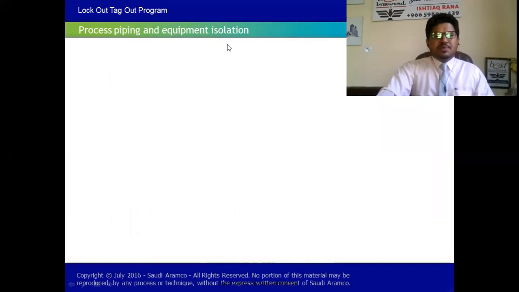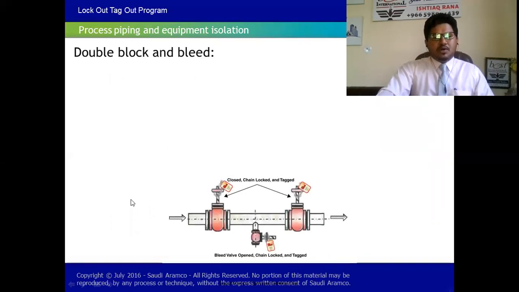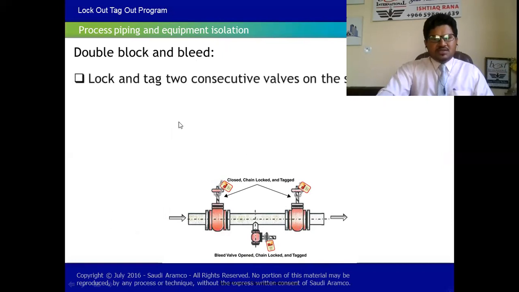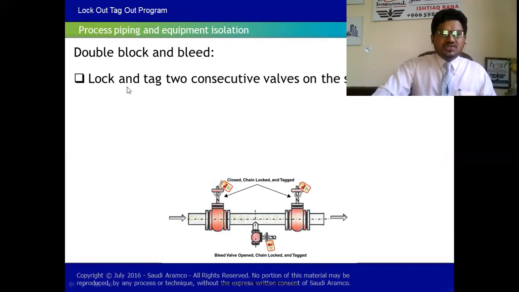Now, process piping and equipment isolation, double block and bleed. Look at the picture. It will give you an idea. Double block and bleed. Okay, so 2 consecutive valves are there, chains. You need to close the valve again. The steps are lock and tag 2 consecutive valves on the same line. So same line. So he can create a question here, the examiner.